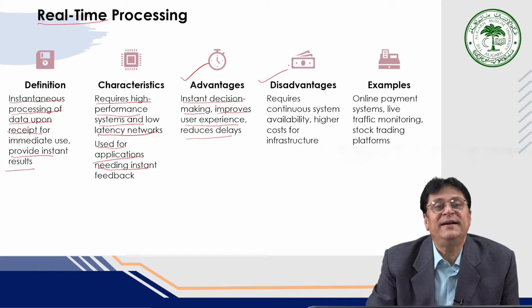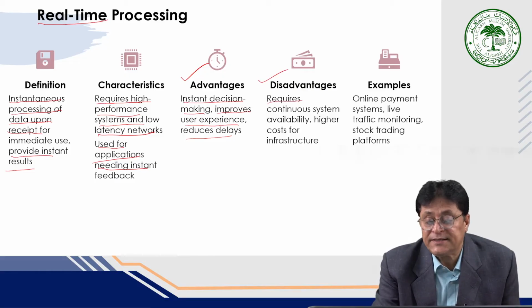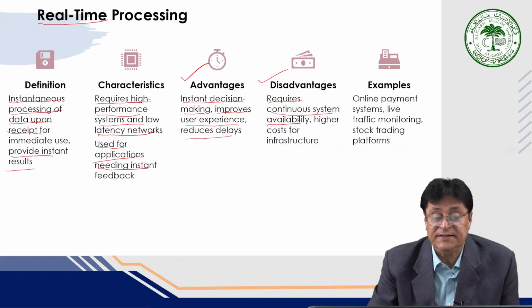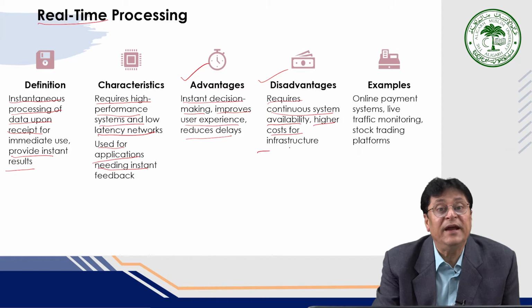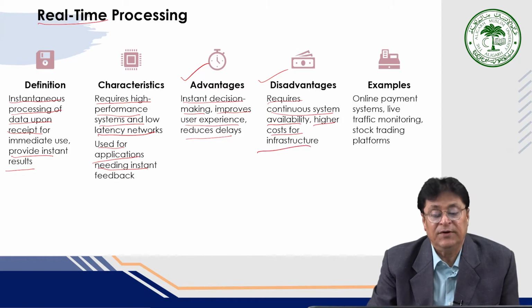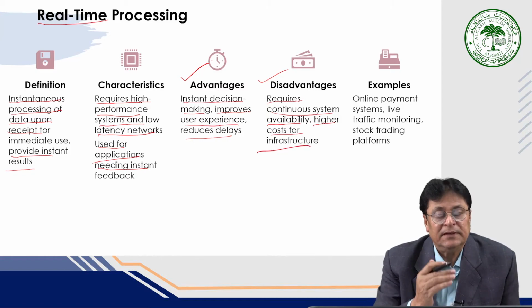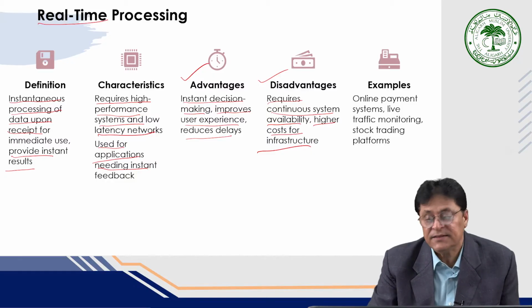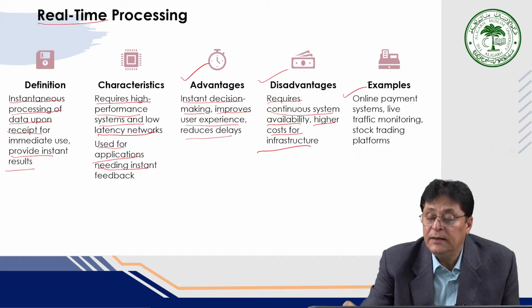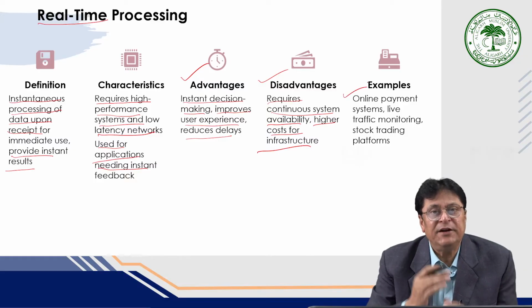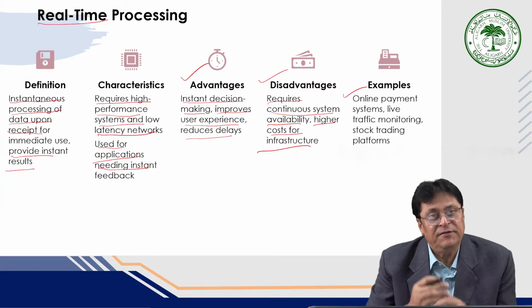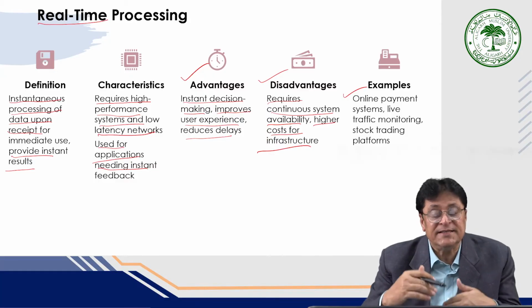What are the disadvantages? It requires continuous system availability. As we said, high performance systems are required. So higher cost of infrastructure is one of the important aspects and which is disadvantageous in this case. What are the examples? The online payment system, the kind of payment that we make every day. You and me, we are doing it. So how is it instantly done?